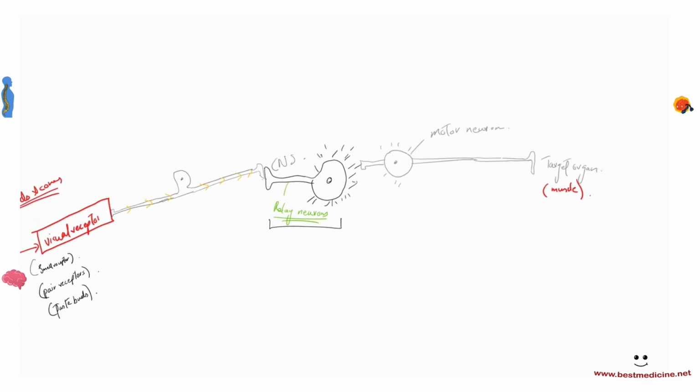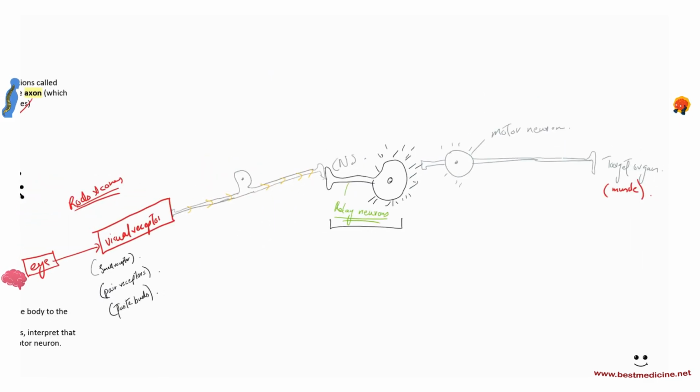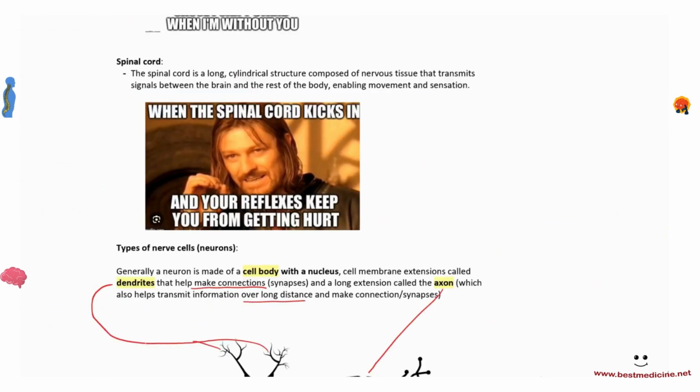So these are three different kinds of neurons. Now what we're going to do is we're going to put them together in a reflex arc in a bit. And first, let's do the structures of the brain.